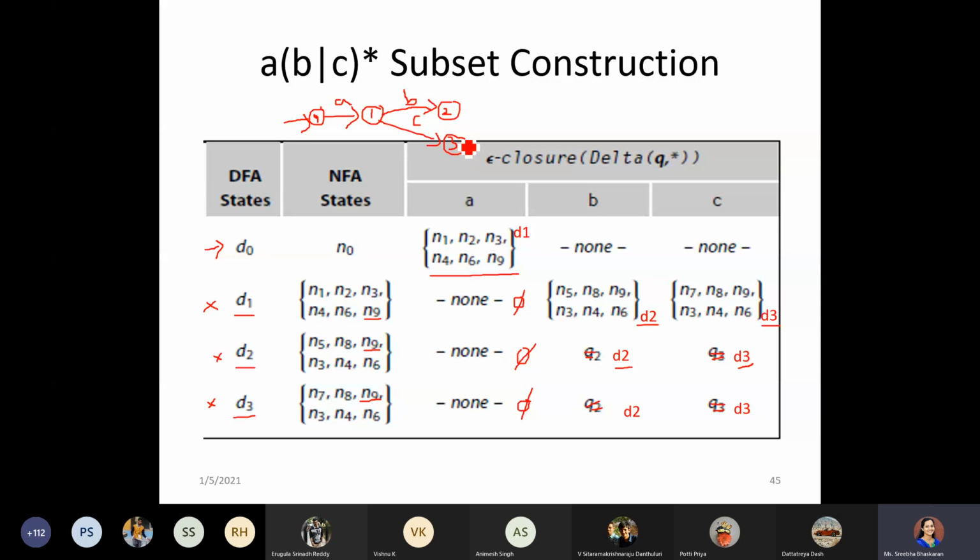Now from D2, with respect to A there is nothing, and with respect to B it's a self loop. With respect to C, it reaches the D3 state. Now from the D3 state, with respect to A, we don't have any transition. With respect to B, we reach the second state. With respect to C, we would be in a self loop.